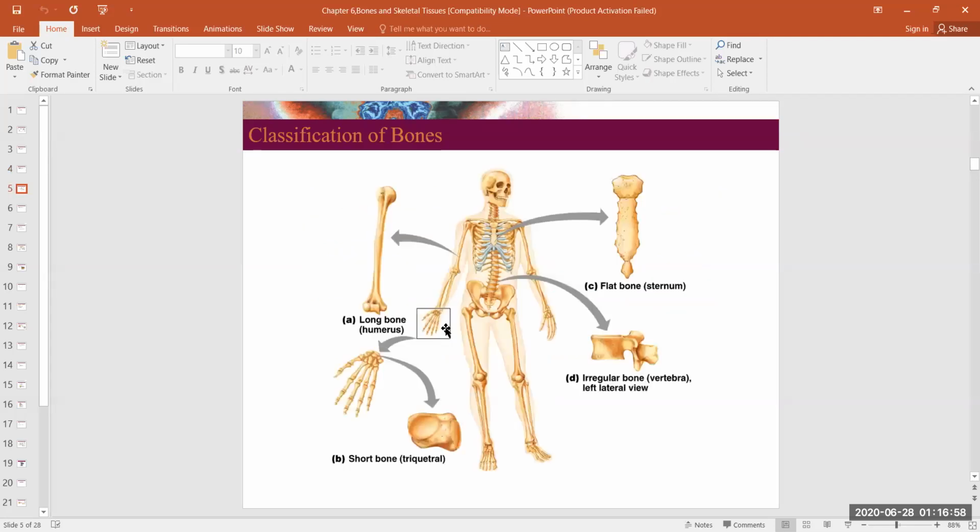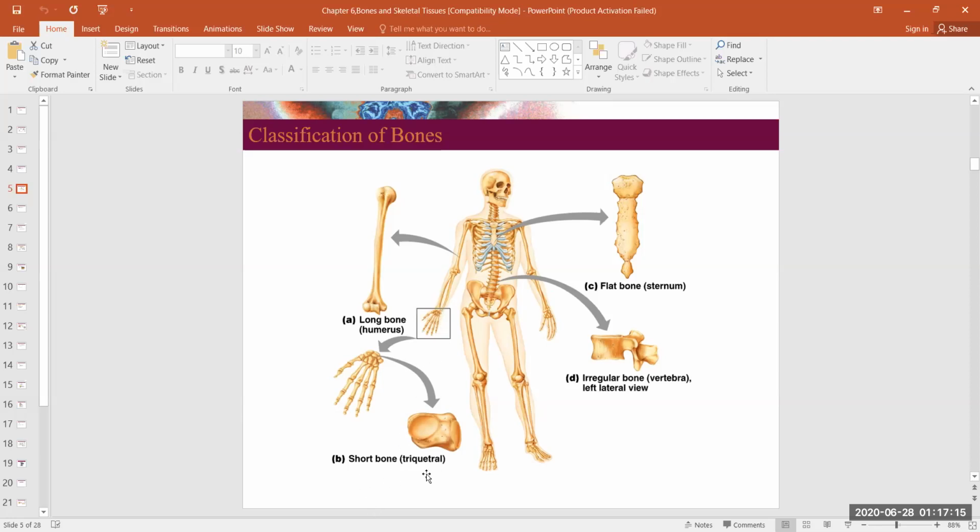So you can see here, this is the humerus, the arm bone, and this is a long bone. You can see their length is bigger than their width. In this area, you can see the radius and ulna. These are all long bones.